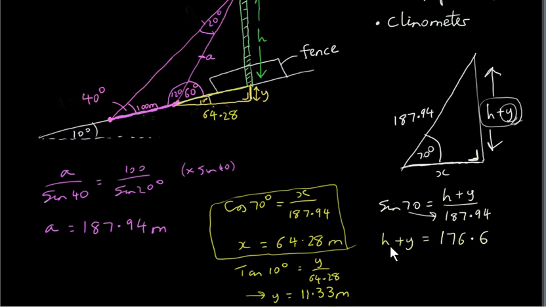So if we want to find h now, we just plug this in here. So we get h equals 176.6 minus y. So we get an answer of 165.3 meters.